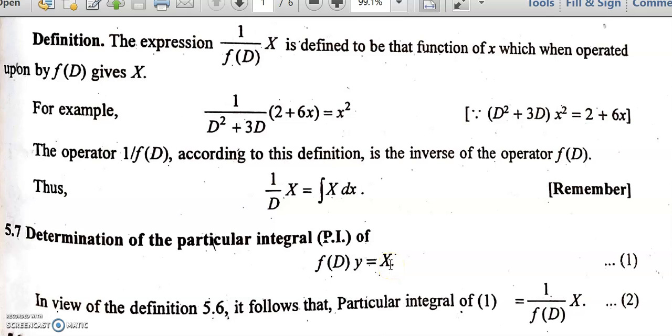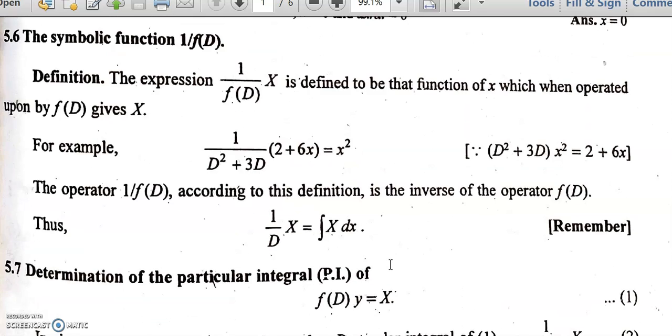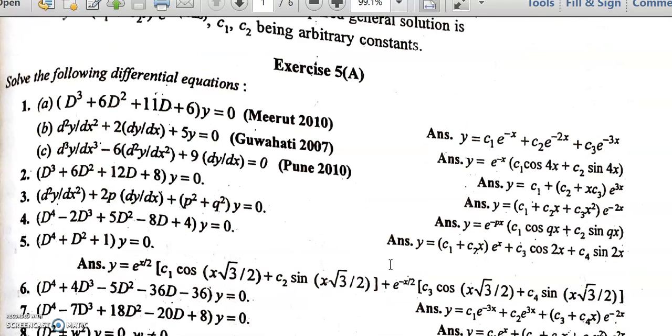In our last lecture you saw how to find the complementary function for problems in which the right hand side was 0, and you simply needed to find these solutions, right?